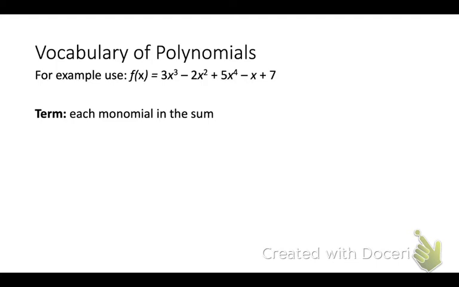If this is something you feel like you've got, feel free not to write it down, or write it down if you want. So if we have a polynomial, we're going to use this function as our example: f of x is equal to 3x to the third minus 2x squared plus 5x to the fourth minus x plus 7. I was using the word term. How many terms does that polynomial have? Well, what is a term? A term is each monomial in the sum.